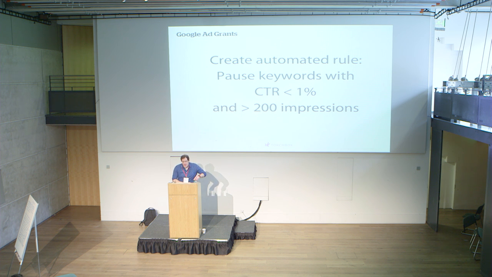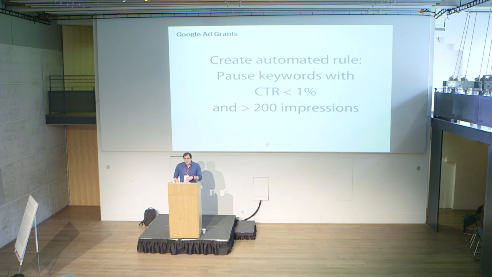Another good tip, which I discovered quite early on, is to create an automated rule so that the account optimizes itself. One of the benchmarks of good performance in AdWords is having a click-through rate of 1%. That means out of every 100 times your ad is displayed, one user clicks on it. So it's kind of weird to be involved in a discipline where you can fail 99 times out of 100 and call yourself successful. But that's true for AdWords.